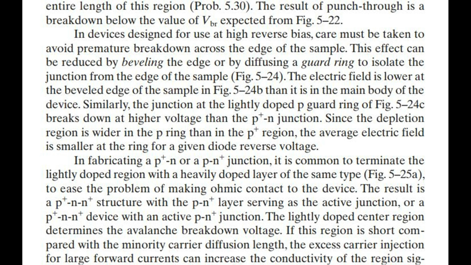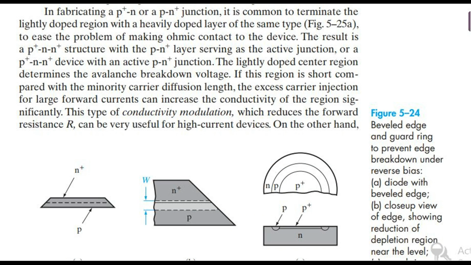In fabricating a P+N or N+P junction, it is common to terminate the lightly doped region with a heavily doped layer of the same type, Fig 5.25a, to ease the problem of making ohmic contact to the device. The result is a P+PN+ structure with the P-N+ layer serving as the active junction, or a P+NN+ device with an active P-N junction.